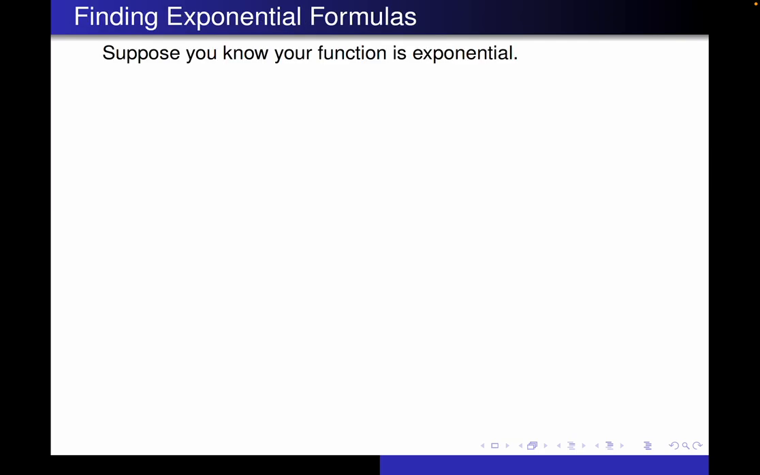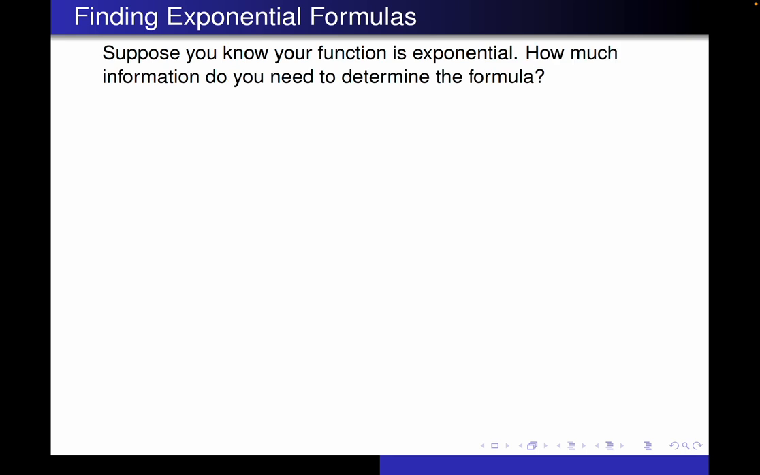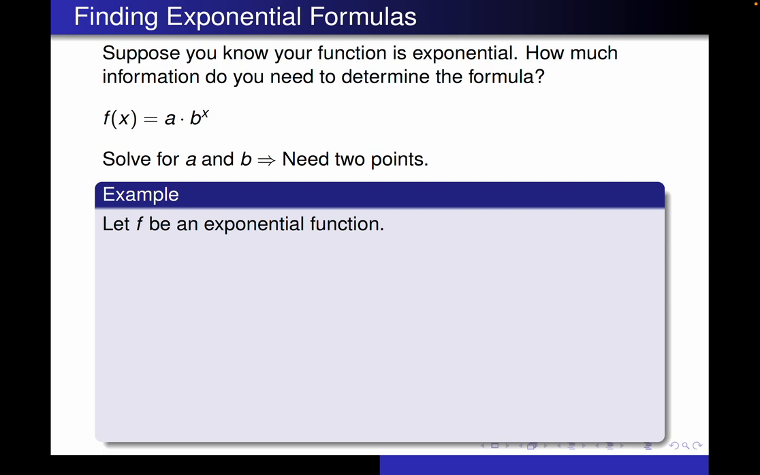So suppose you know that your function is exponential. The question we want to ask here is, how much information do you need to actually determine its formula? Well, if we look at the actual formula, f of x equals a times b to the x, to determine the formula, we really just have to figure out what a and b are. So we want enough equations so that we can solve for a and b. Since a and b are two unknowns, that means we need two equations, which we get from 2 points on the graph. So here's an example.